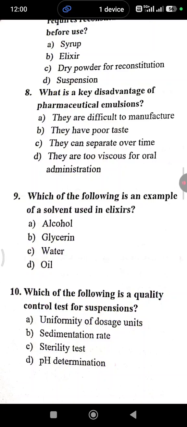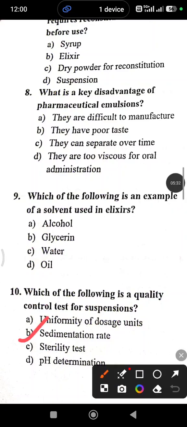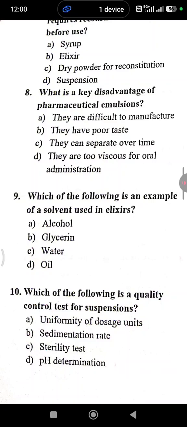Let's go to question number 10. Which of the following is a quality control test for suspensions? That is sedimentation rate. The quality control test for suspension is sedimentation rate.